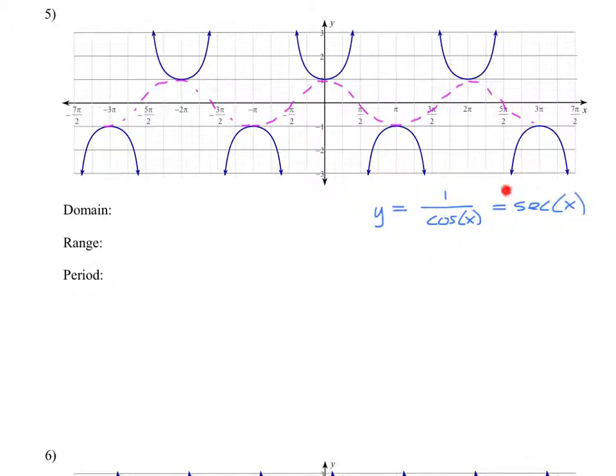This you do have to know for the quiz tomorrow, right? The graph is next week, but to be able to evaluate the trig functions tomorrow, you have to be aware of this relationship, that secant is 1 over cosine.